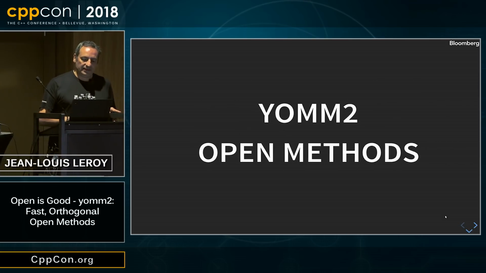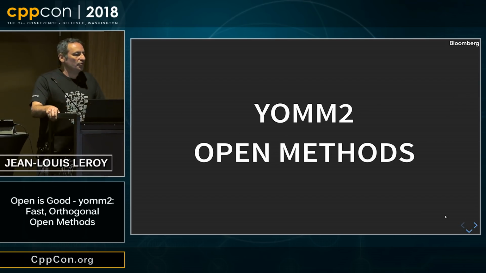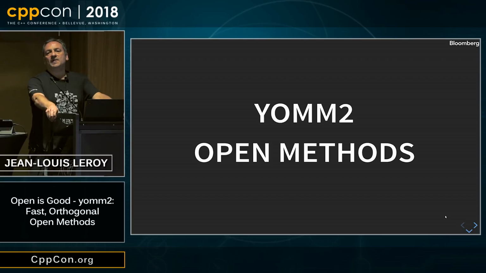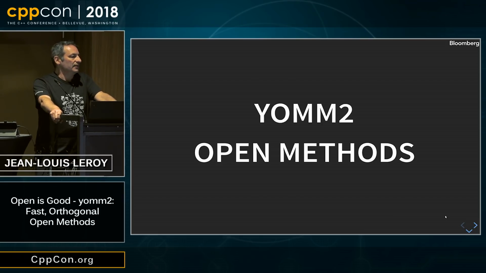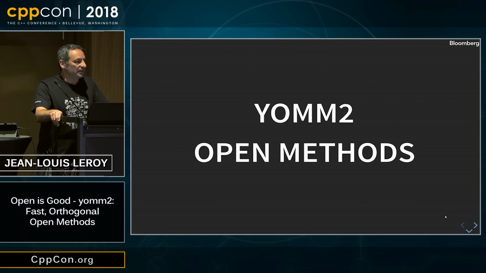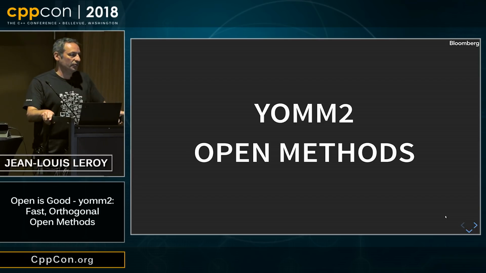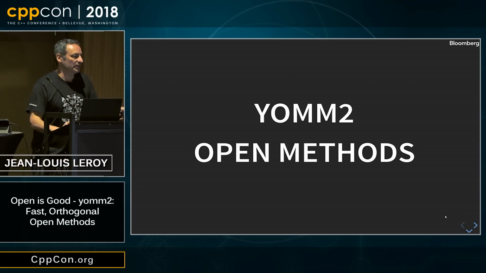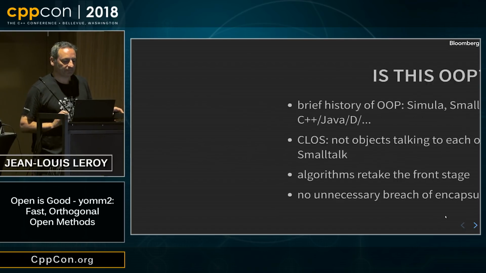Now, there is a great solution to the expression problem, and that is called open methods. Open methods, we're going to look at them, but it's just virtual functions declared and defined outside of a hierarchy. yomm2 is a library that implements support for open methods. Maybe someday C++ will have them as a native feature. It has been proposed in the past, but in the meantime, let's look at what it's like using my library.